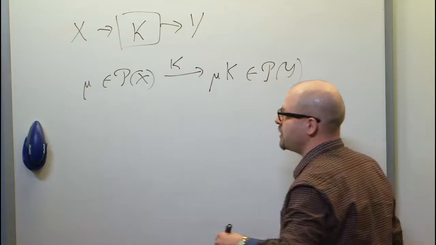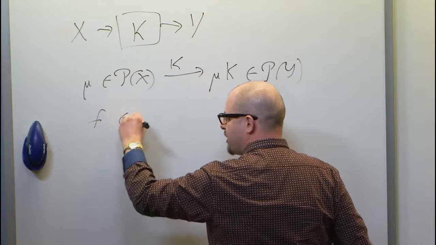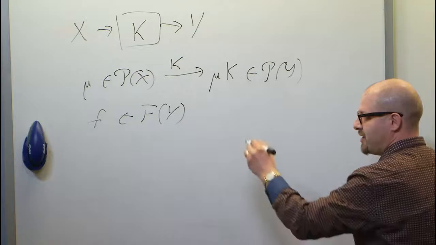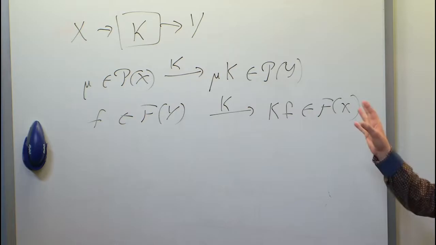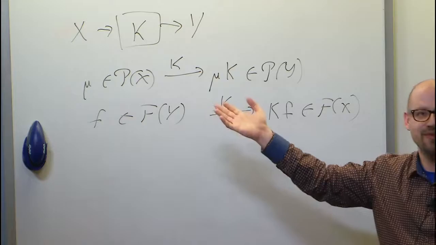You can think about a function F, and I'm going to denote all real-valued functions on the set by F of that set. That function is going to be mapped to another function, call it kf. And that function is going to be a function on x. So you can think about k acting in two different directions. The idea is that this is just the duality between row and column vectors, or duality between measures and functions.